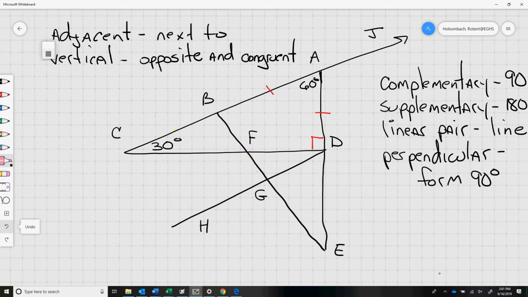Number 9, acute vertical angles. That means they're less than 90. And vertical angles, they're opposite of each other. So right here, that's BFC and GFD. Vertical angles, and they asked for acute vertical angles. So they needed to be opposite of each other and less than 90.